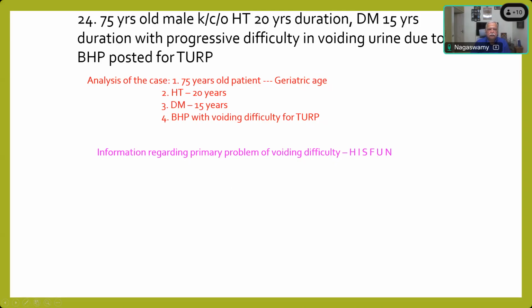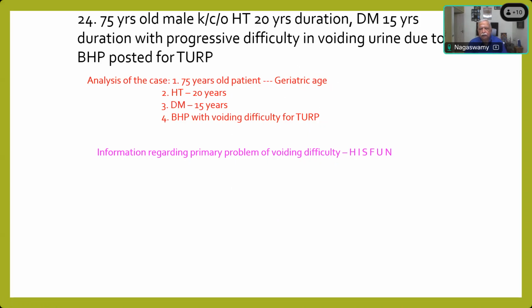The next thing is information regarding the primary problem of voiding. For that, there is a mnemonic you can remember, which is HI. Actually, it has to be 2I. Can you expand on that mnemonic, the acronym that I have given? What is H standing for? Hesitancy. This is the difficulty in urination. One of the questions that have to be asked.